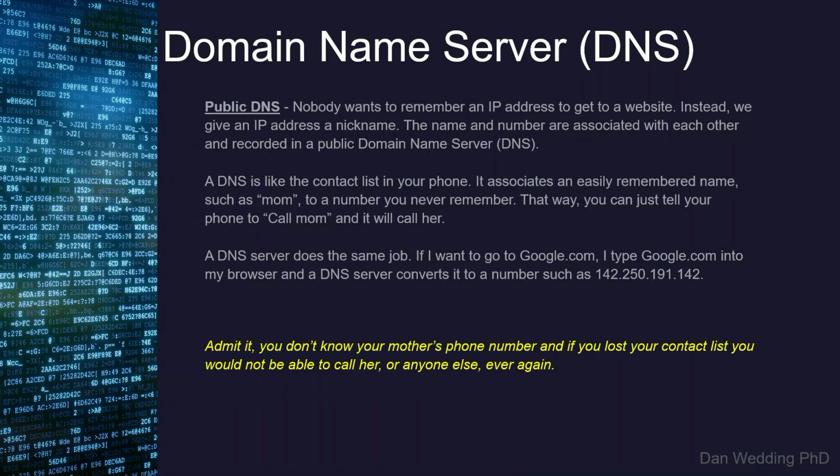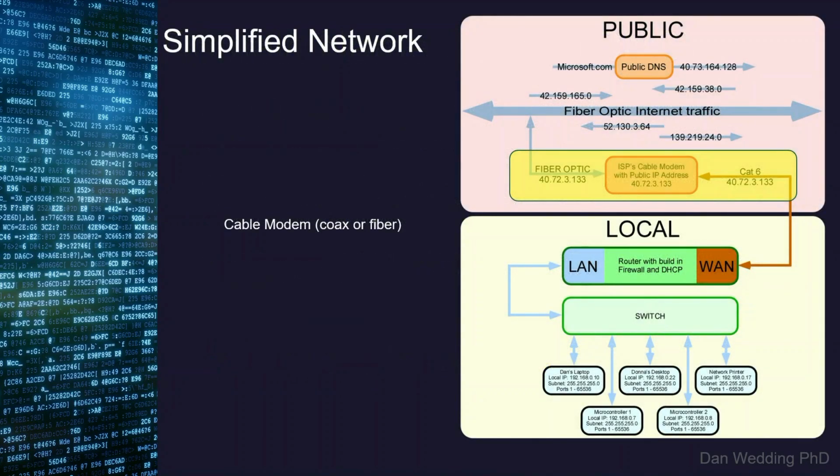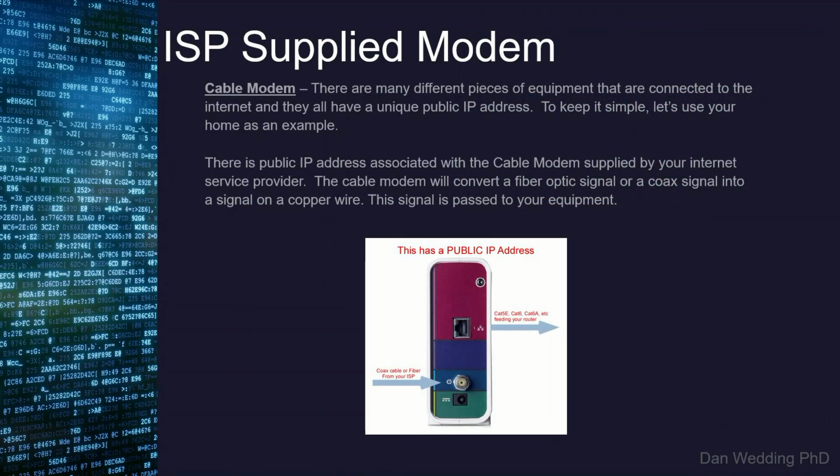Cable modem. There are many different pieces of equipment that are connected to the internet, and they all have a unique public IP address. To keep it simple, let's use your home as an example. There is a public IP address associated with the cable modem supplied by your internet service provider. The cable modem will convert a fiber optic signal or a coax signal into a signal on a copper wire. This signal is passed to your equipment.